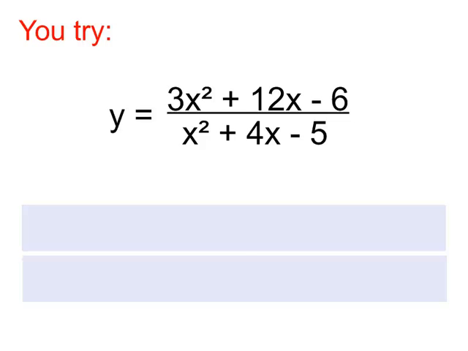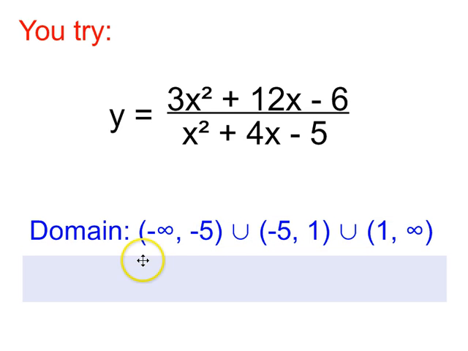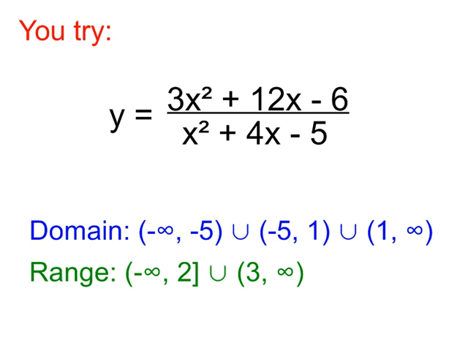Okay, hopefully you've tried your hand at it, and if everything went well, you should be getting a domain from negative infinity to negative 5, negative 5 to 1, and 1 to infinity with parentheses. And yes, you do need to list them in that order. And the range from negative infinity to 2 inclusive, using the bracket, and then 3 to infinity. Notice we never use a bracket on infinity because you can never reach infinity. You can never touch infinity. You can just keep going and going and going.